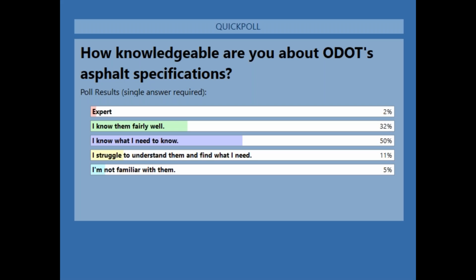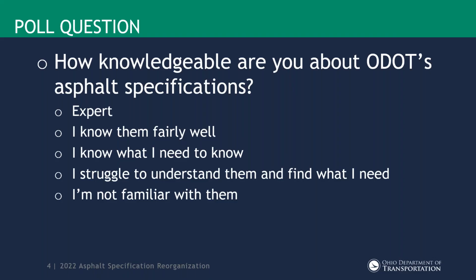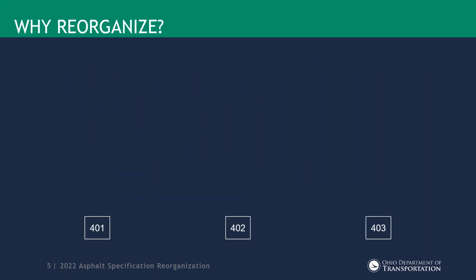All right, well, I phrased those questions pretty well. That's a pretty good normal distribution, I think, or pretty close to it. I thought we might have a few more experts than that, but that's all right. Know what I need to know, I figured that was going to be a pretty popular answer. Everybody knows their little part, but knowing the whole thing is a tough task. And this will explain that.